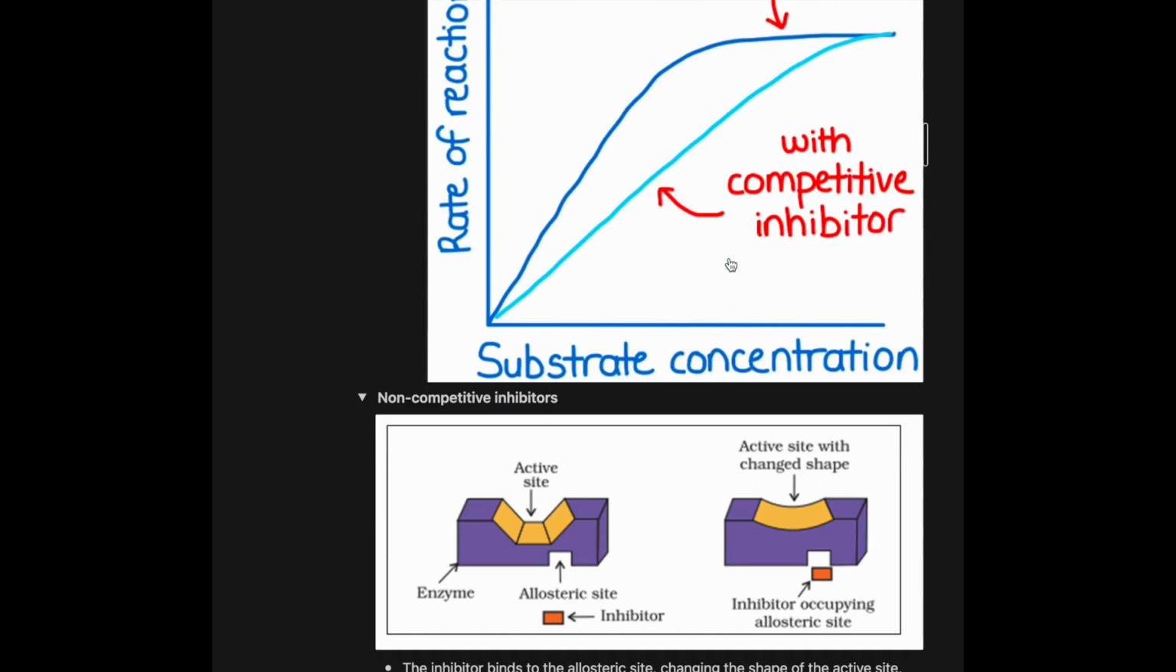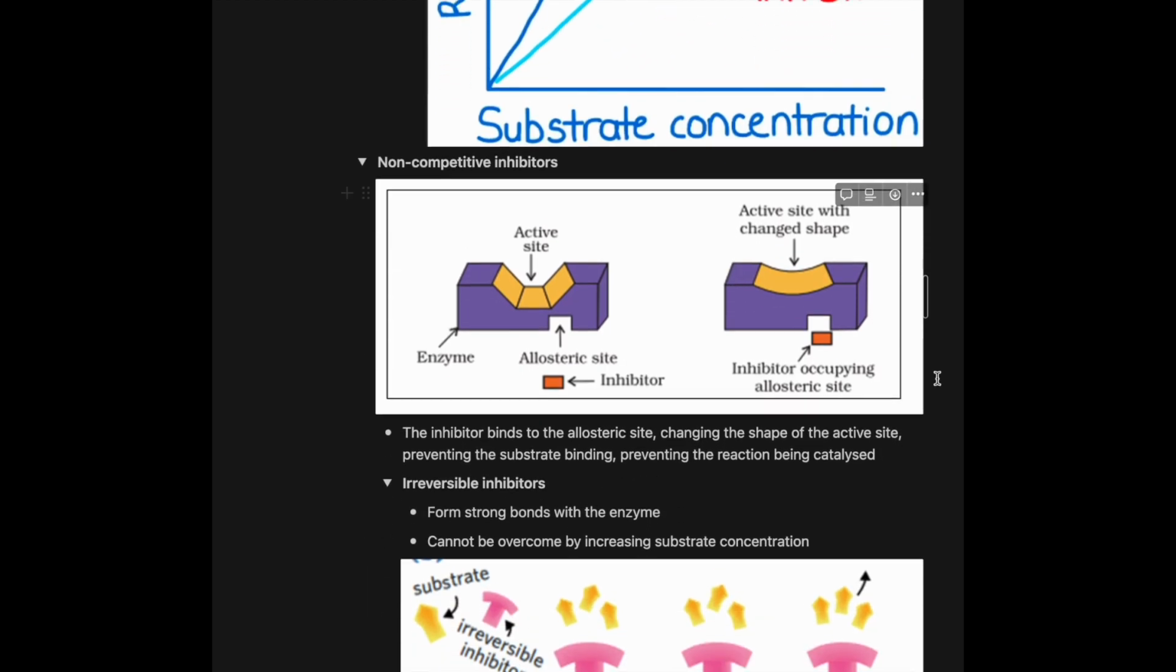So now let's move on to non-competitive inhibitors. As opposed to competitive inhibitors, which compete with binding to the active site, which is where the substrate binds to, the non-competitive inhibitors instead bind to another site on the enzyme known as the allosteric site. And as a result of being bound to this allosteric site, it changes the shape of the active site, which means that the shape of the substrate is no longer complementary to the shape of the active site, and the enzyme substrate complex can no longer be produced, and the reaction can no longer be catalyzed.